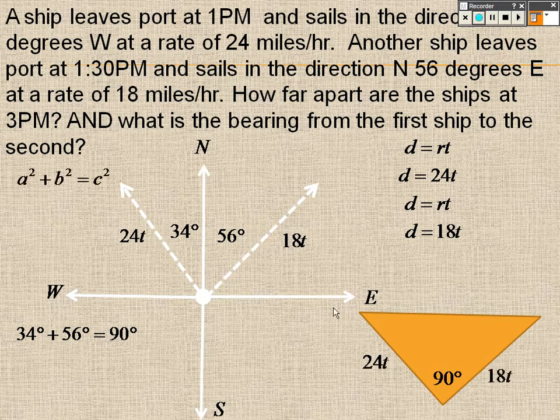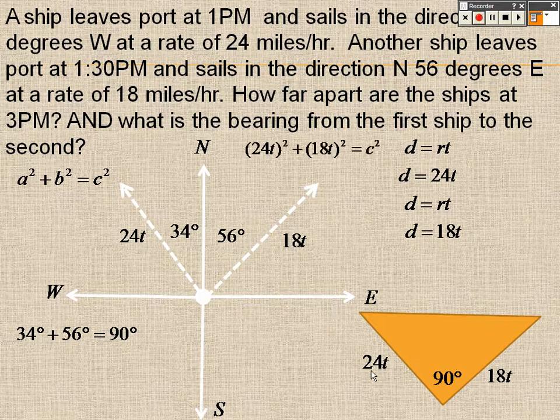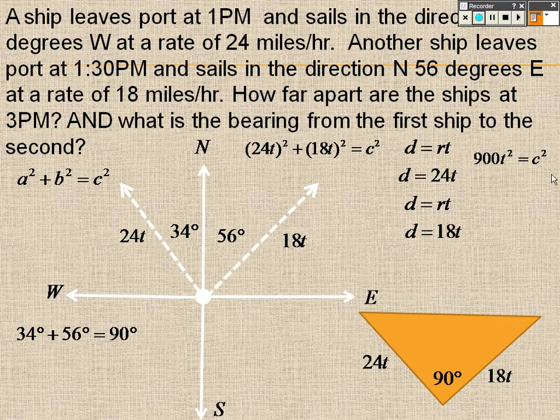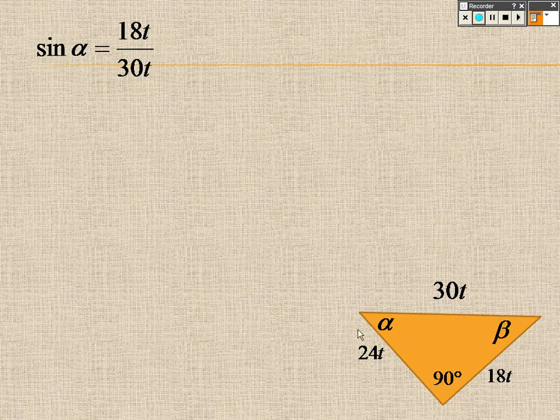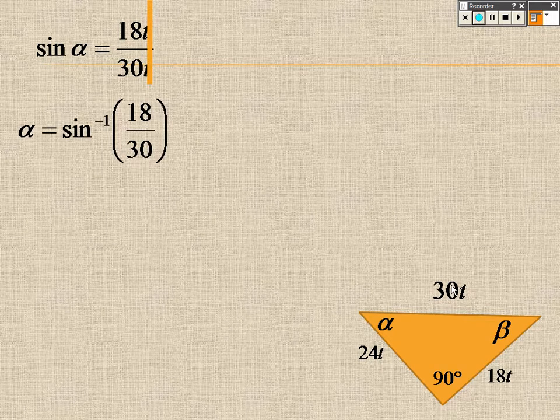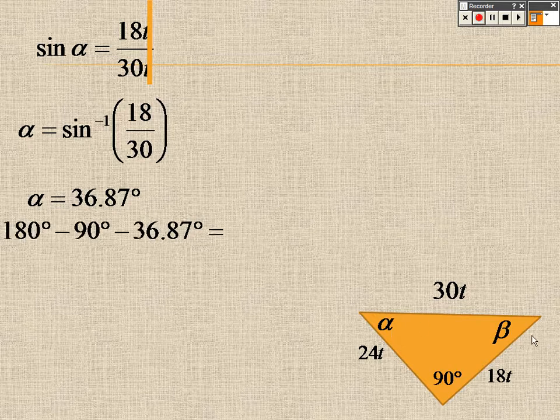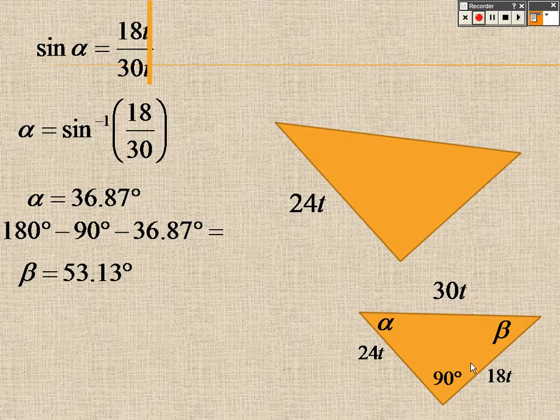I want to find the distance that they went. So a squared plus b squared equals c squared. So 900 t squared equals c squared. So I square root to get 30 t. So I know that's 30 t right there in between the two. So sine of A would be 18 over 30 t. The t's are just going to end up crossing each other out. So that degree right there would be 36.87. So to find beta, I would do 180 minus 90 minus 36.87. So now I know all the degrees.